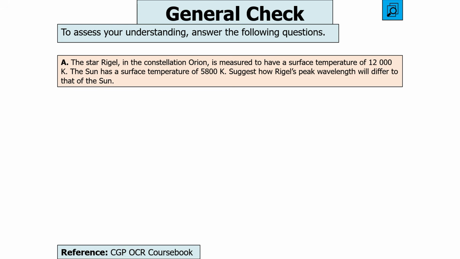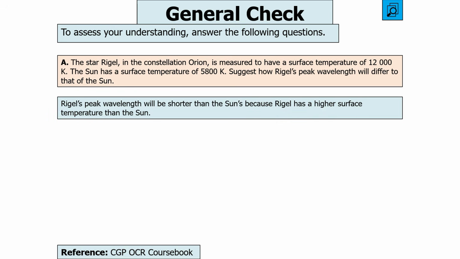The star Rigel in the constellation Orion is measured to have a surface temperature of 12,000 Kelvin. The Sun has a surface temperature of 5,800 Kelvin. Suggest how Rigel's peak wavelength will differ to that of the Sun. Rigel's peak wavelength will be shorter than the Sun's because Rigel has a higher surface temperature than the Sun.